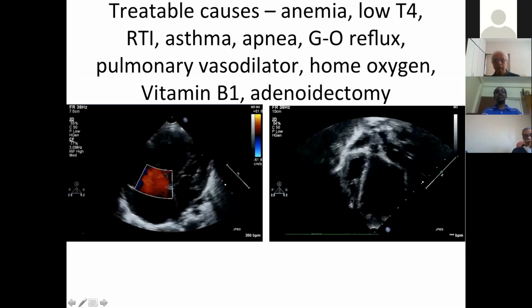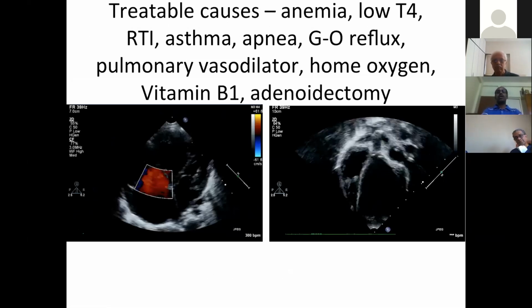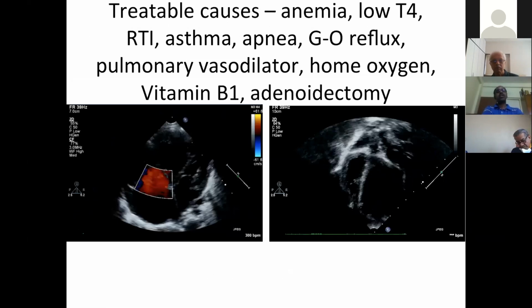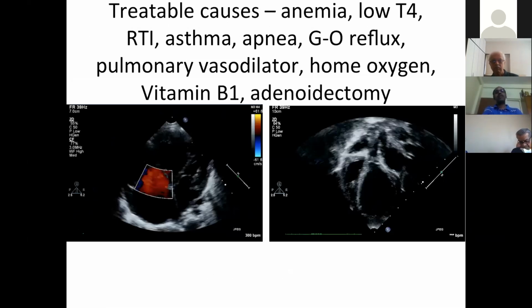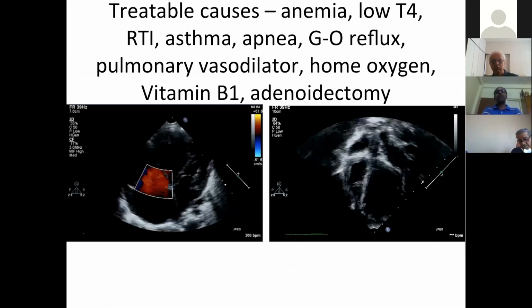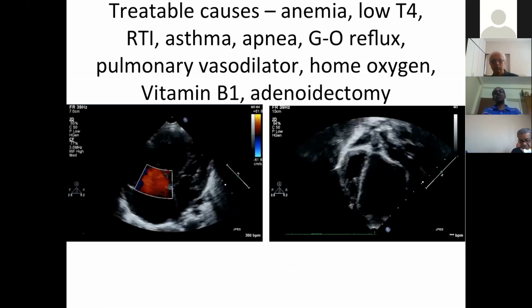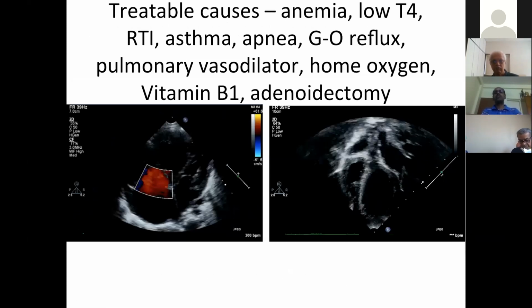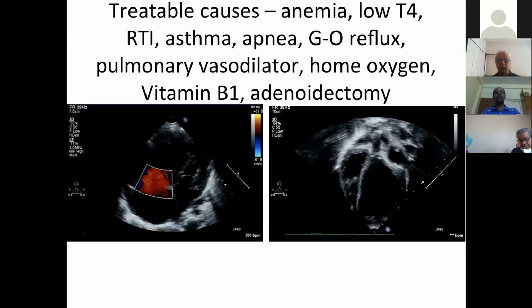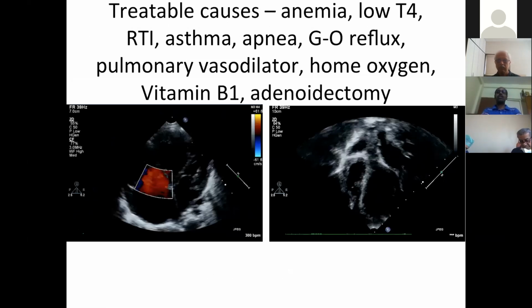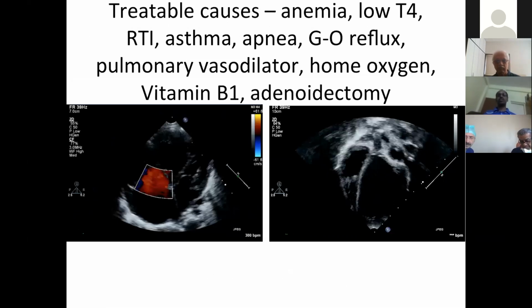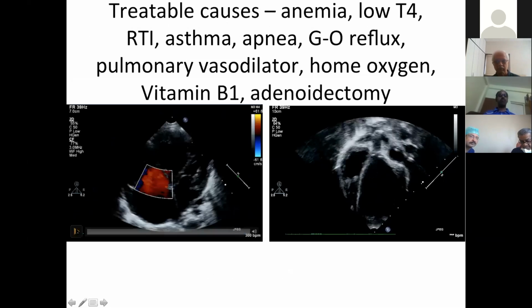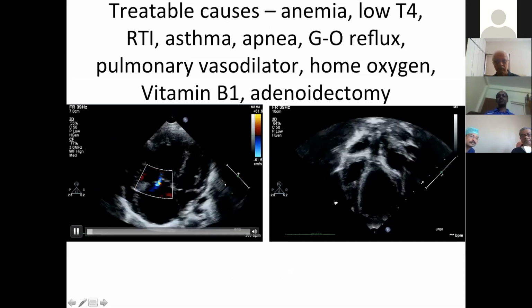Treatable causes like anemia, hypothyroidism, respiratory tract infection, reactive airway disease, asthma, apnea of prematurity which goes on to late preterm infants, gastroesophageal reflux, post-treatment with pulmonary vasodilator or home oxygen, vitamin B1, adenoidectomy, varieties of corrective measures may change the echocardiogram from the right to the left.